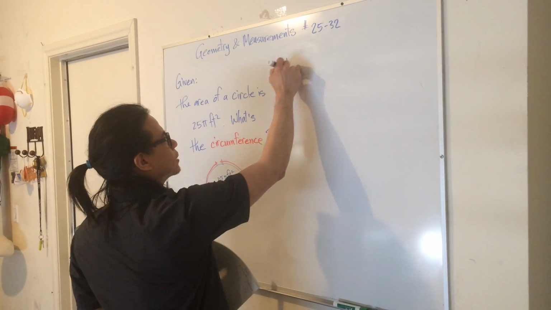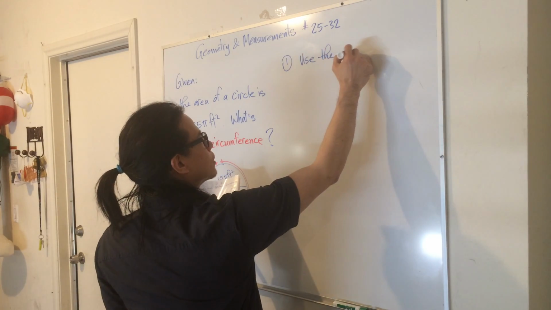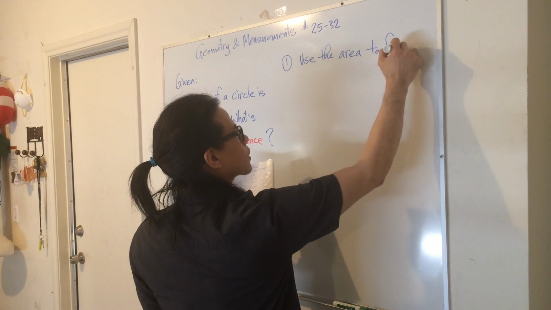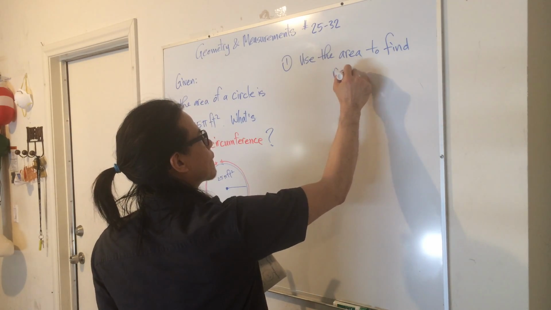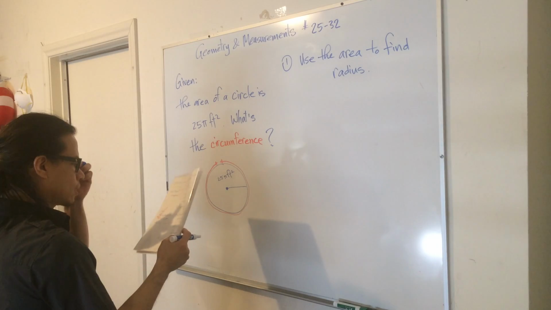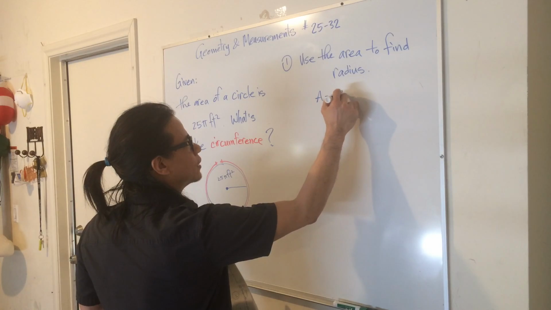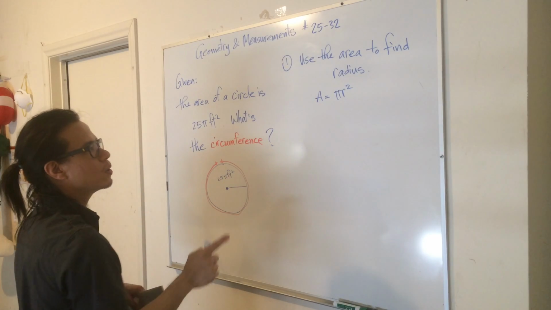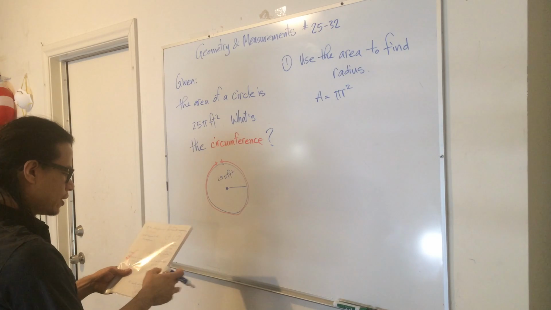Okay, so step 1, use the area to find the radius. Okay, use the area to find radius. So area equals pi r squared. There's an r there, and we know the area, so we should be able to find r by getting r by itself.